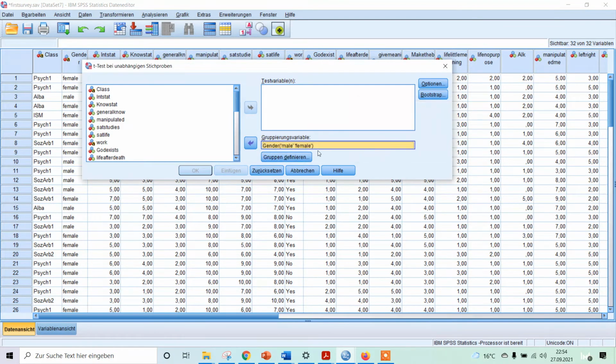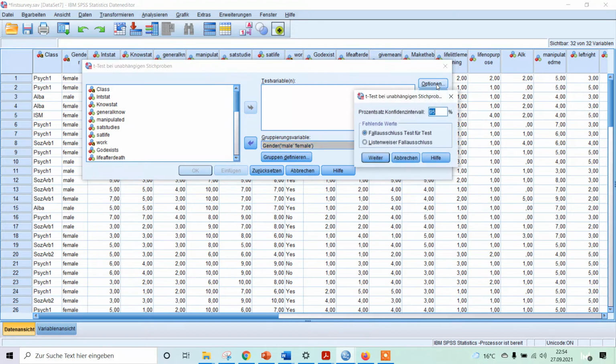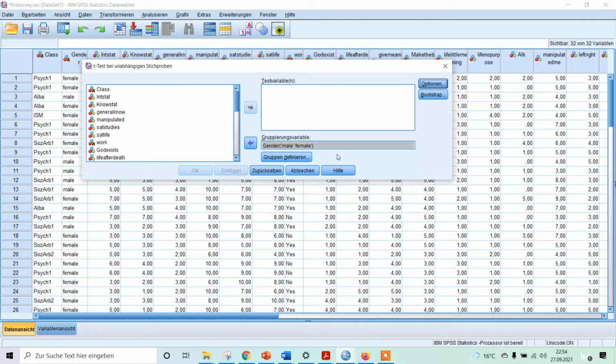Continue. We have here the two groups. Let's click on options. We don't need anything here. So we need to take our test variable now. This is our grouping variable, gender, and our test variable is the interest in statistics. So we take interest in statistics here and click on OK.